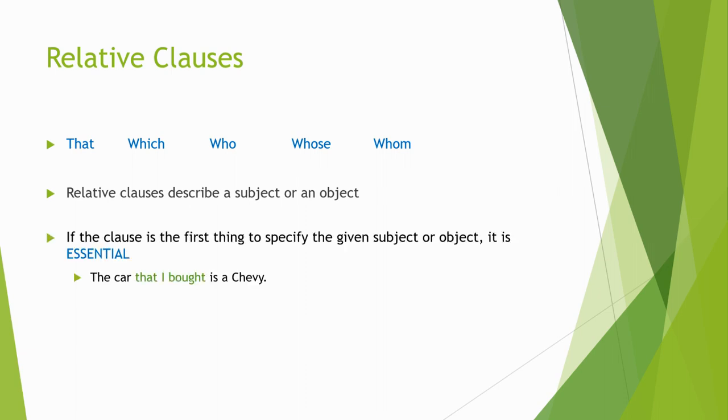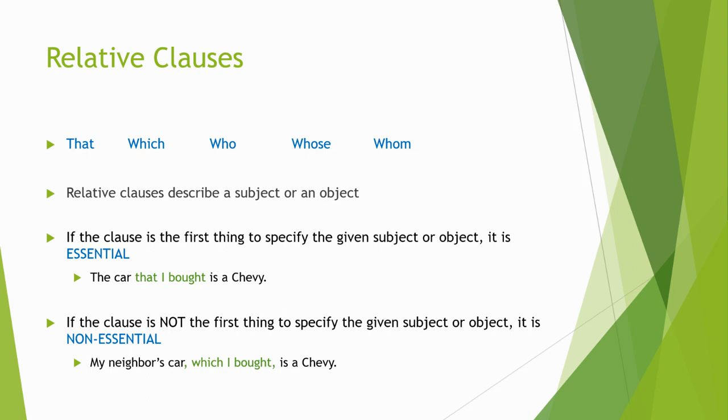Now, if the relative clause is the first thing to specify the given subject or object, it's essential. The car that I bought is a Chevy. Okay, "that I bought" is describing car. It's the first thing to really specify or identify the car. So it's essential.